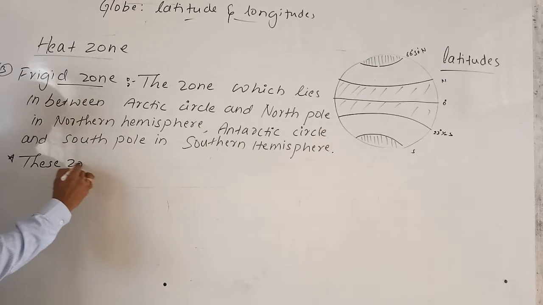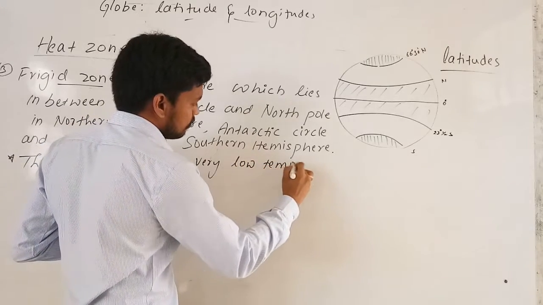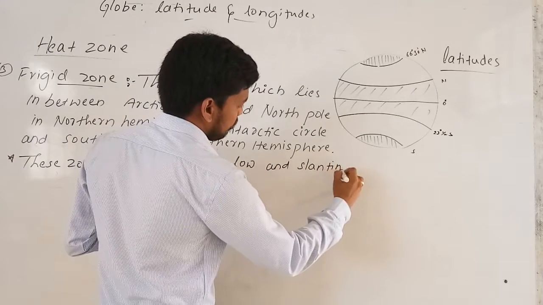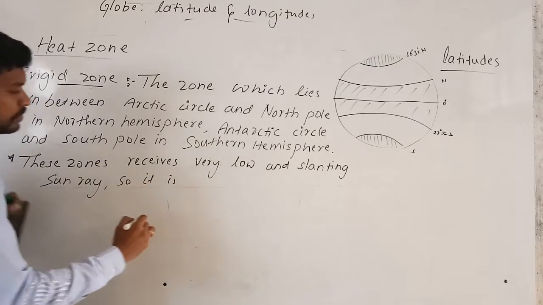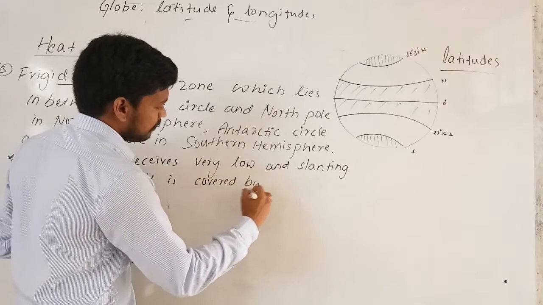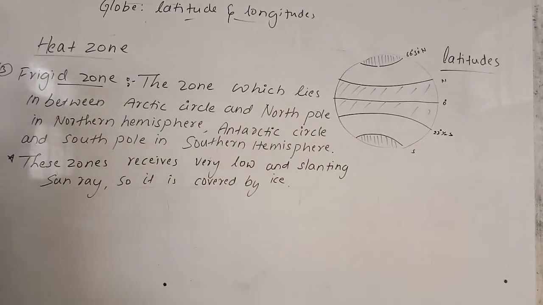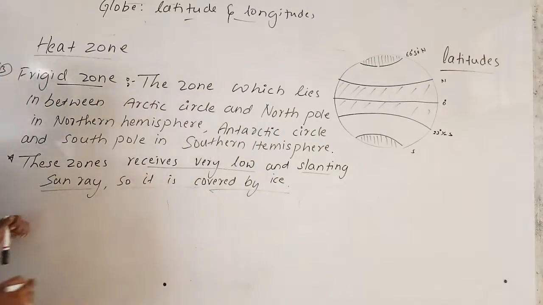So these zones receive very low temperature, very low and slanting sunrays. So it is covered by ice. That means the zones, the northern pole and southern pole, are the frigid zones. It's covered by ice because it is receiving very slanting sunrays and a very low temperature. So that's the reason it's covered by ice, so it's called a frigid zone. It receives very low slanting sunrays, so that's the reason it's covered by ice.